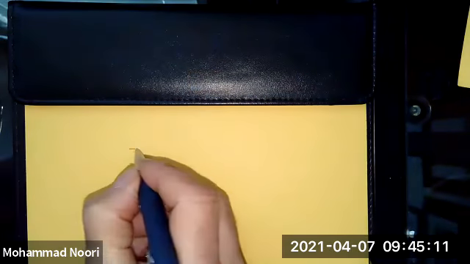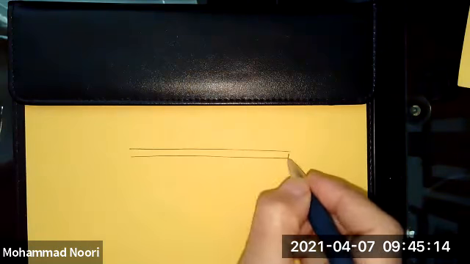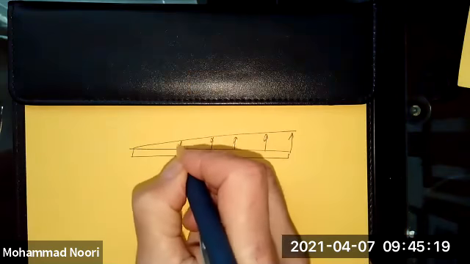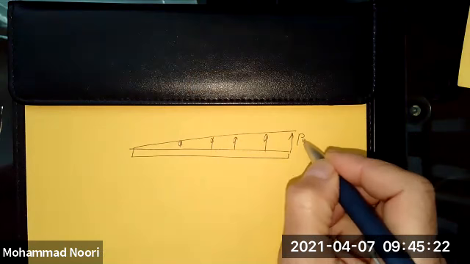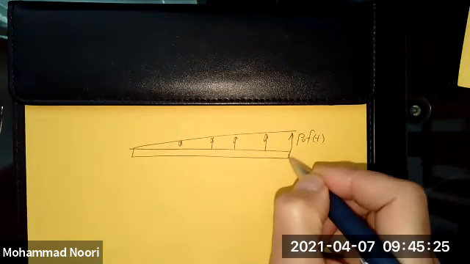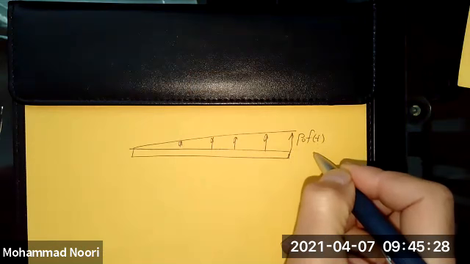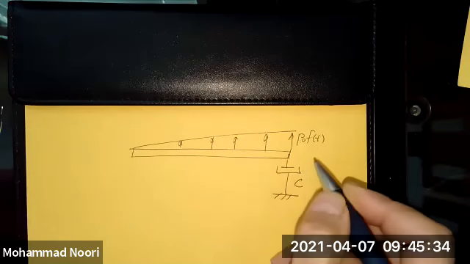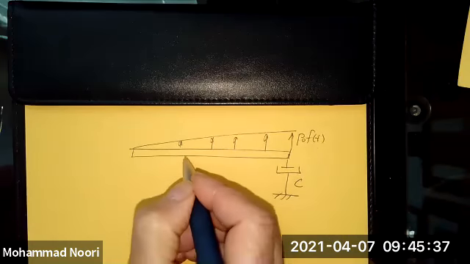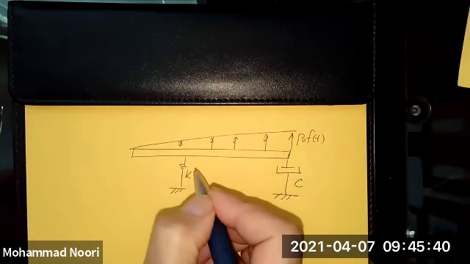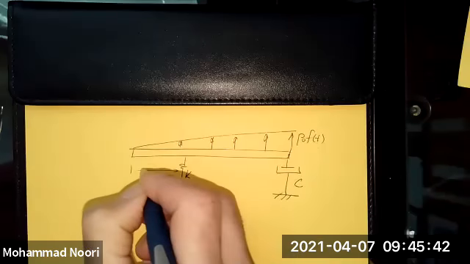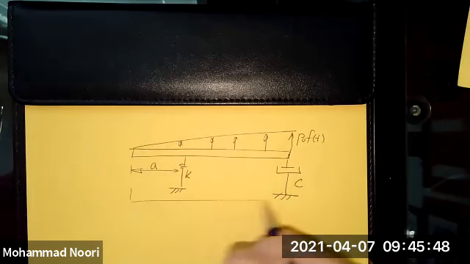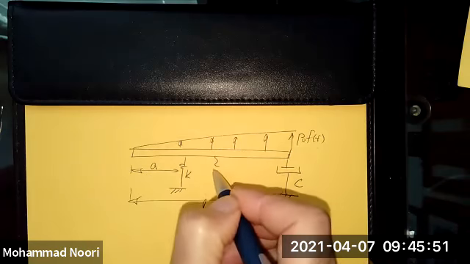Let's say you have, again, a rigid bar, but this time this rigid bar is under the action of a triangular load, the intensity of this load at the tip here is P0 F(t). We have a damper attached to this rigid beam here, and a spring attached to it at this point. This distance is A. The whole length of this beam is L. This is again a rigid beam, and a pin connection here.